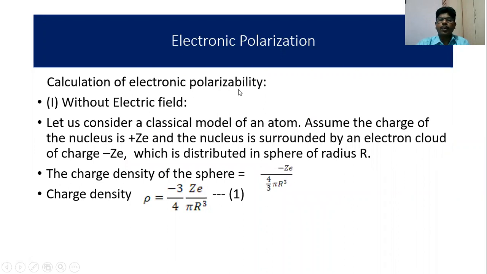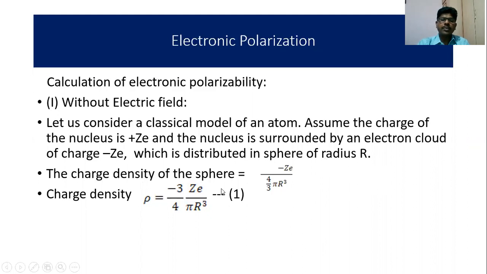Calculation of electronic polarizability without electric field. Let us consider a classical model of an atom. Assume the charge of the nucleus is plus Ze and the nucleus is surrounded by an electron cloud of charge minus Ze, which is distributed in a sphere of radius r. Z is the atomic number.